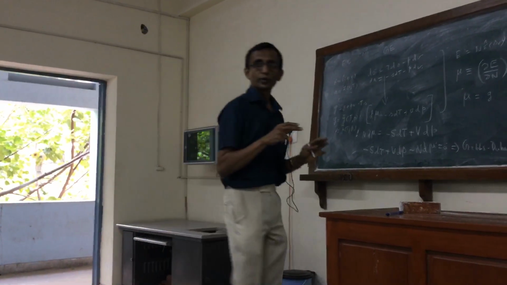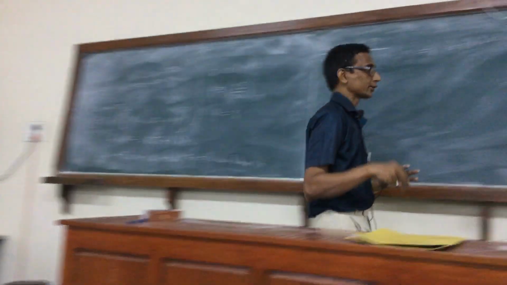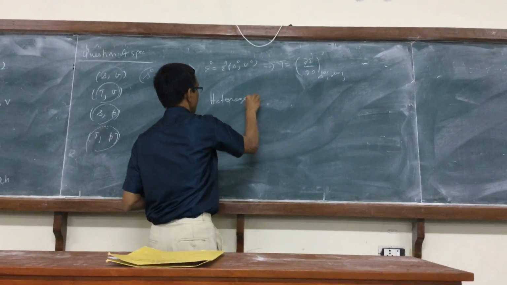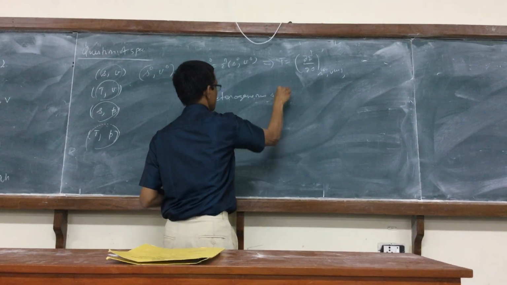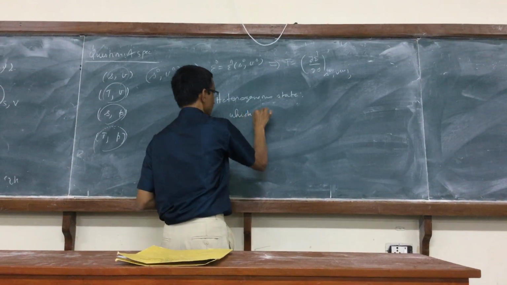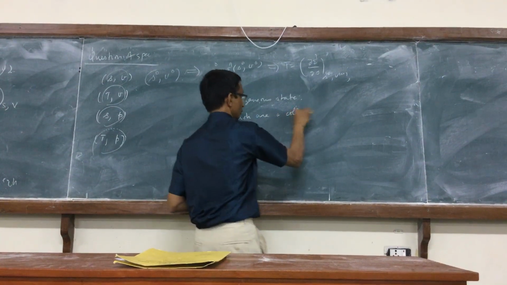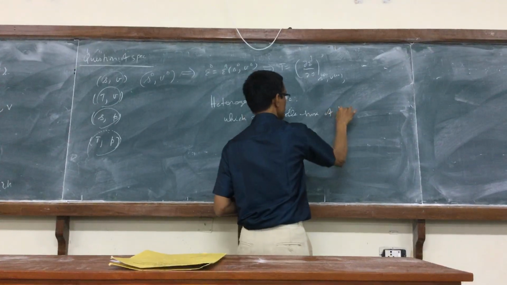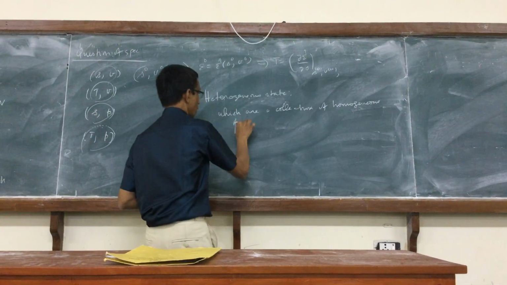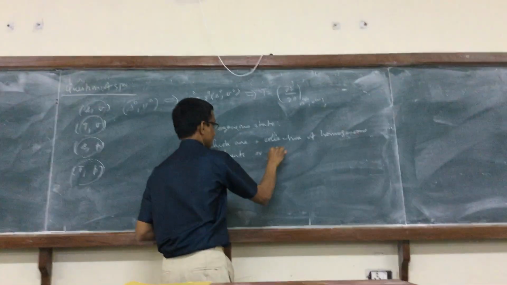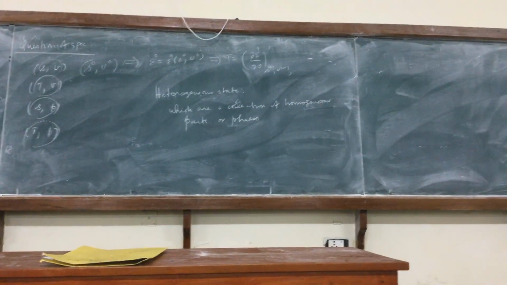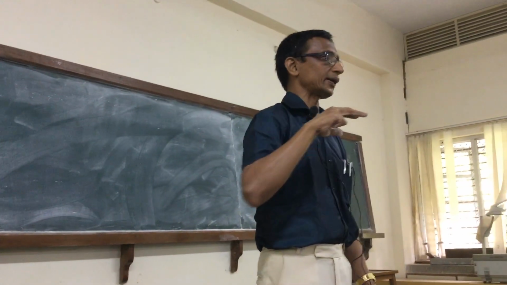Now in this course, and largely in most of the textbooks, the only heterogeneous states we will consider are those which have a collection of homogeneous points, or what Gibbs calls phases. Heterogeneous means it's not uniform. Now this non-uniformity can take several forms.